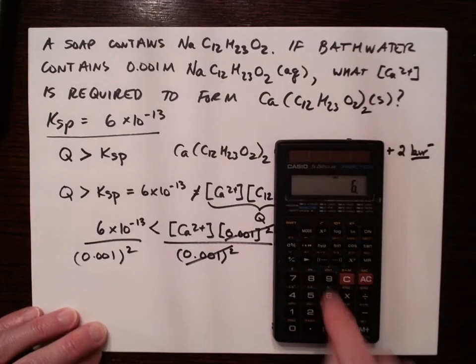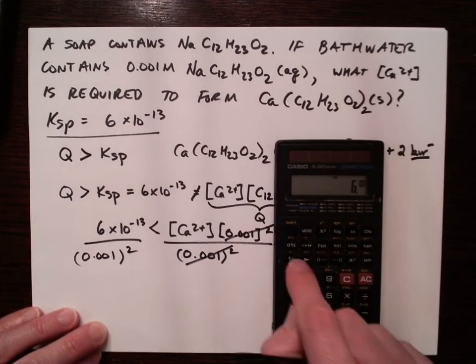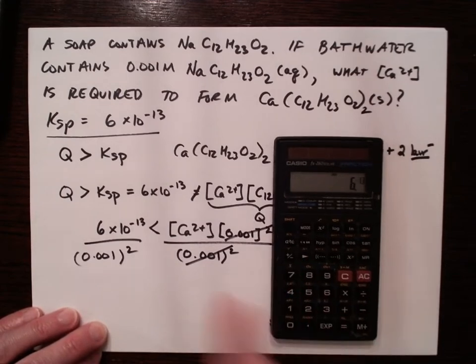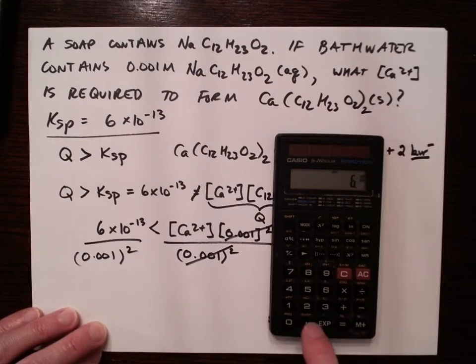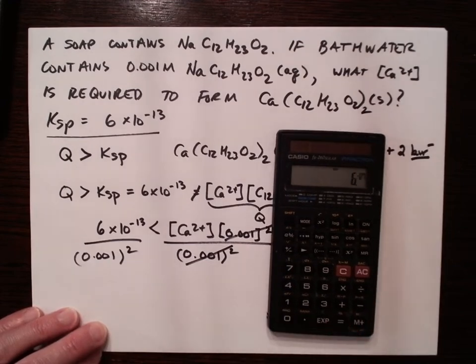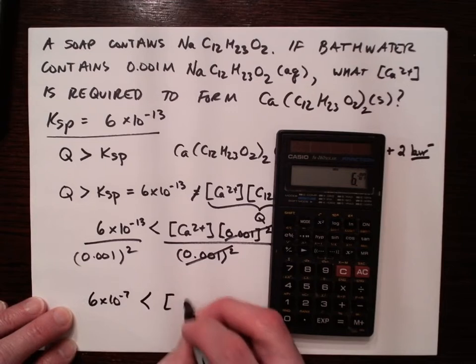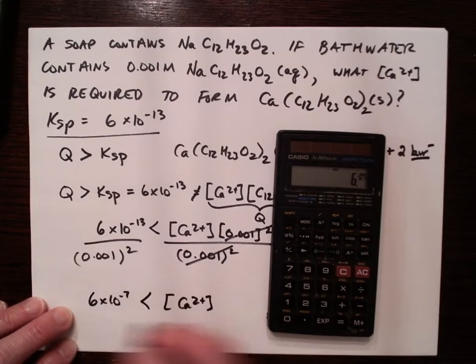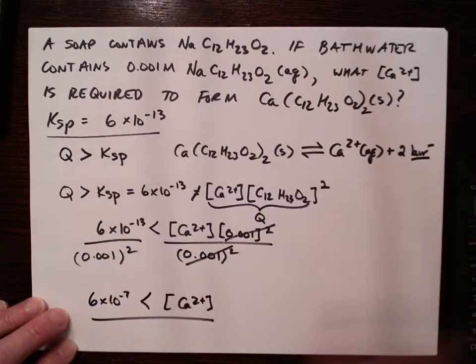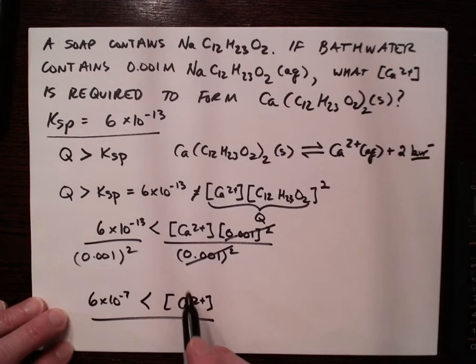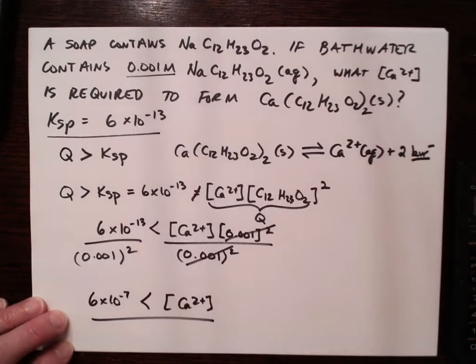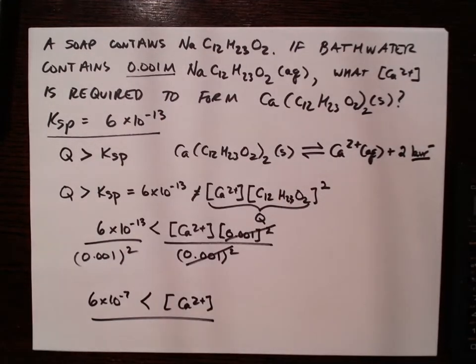Okay, 6 times 10 to the negative 13. We're going to divide that by 0.001. I'm going to do that twice. Divide by 0.001 twice, and there we have it. 6 times 10 to the negative 7. The calcium concentration is going to need to exceed this in order to form soap scum in bath water with this concentration of sodium laurate.